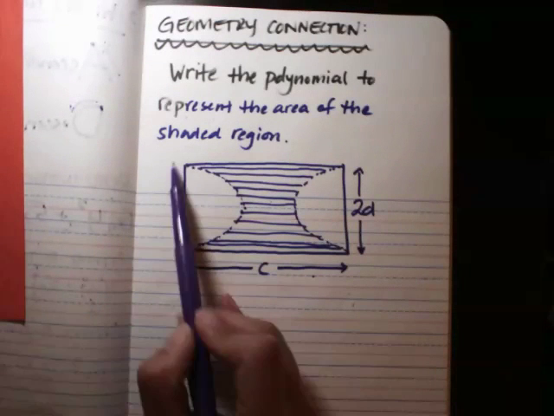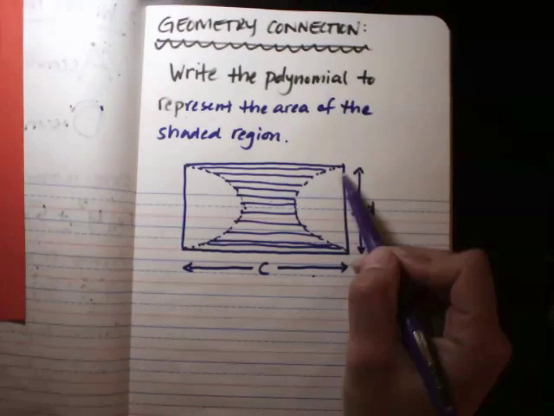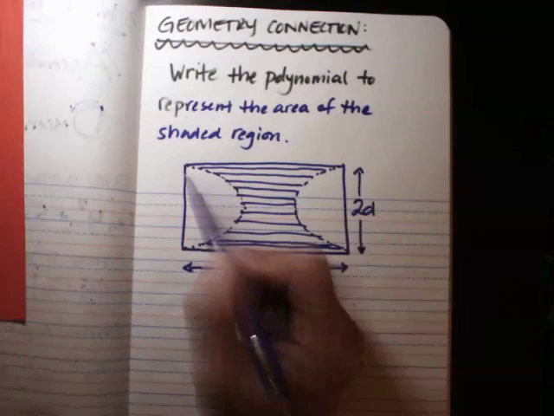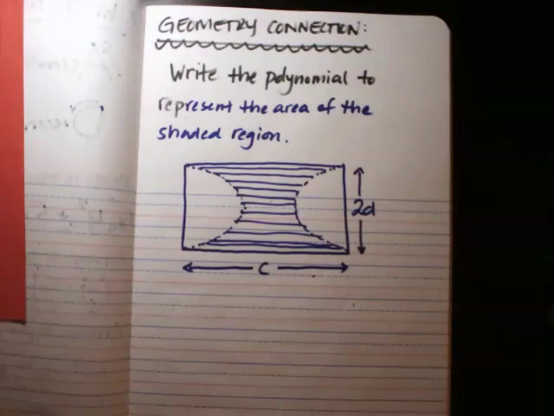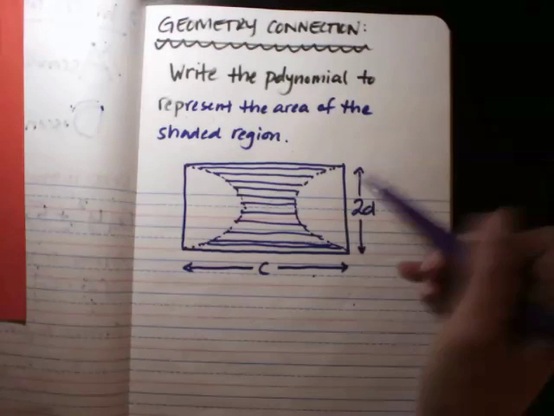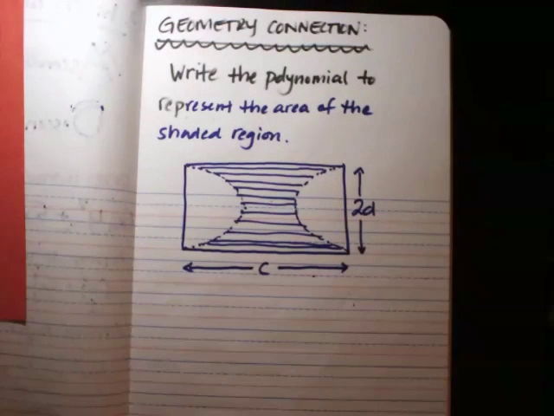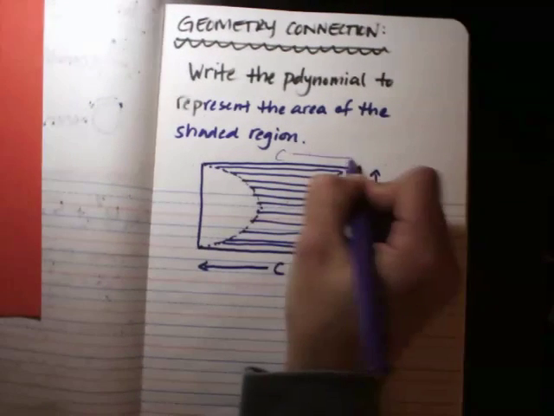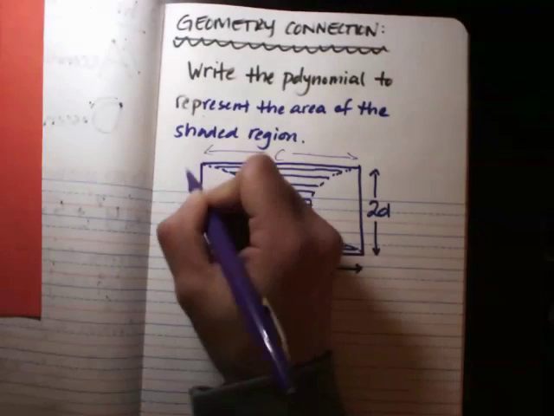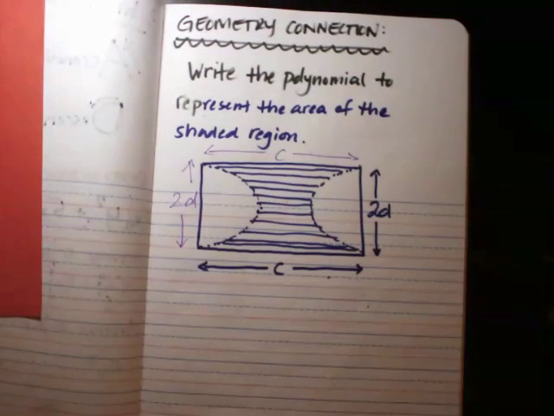This looks like a rectangle, and I know my drawing's a little off, but imagine that this is a semicircle, and this is also a semicircle. Okay, a rectangle here has the length of c and the width of 2d, which means this is also c and this is also 2d.